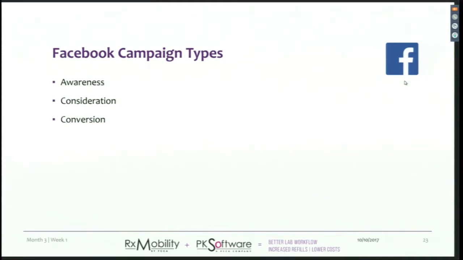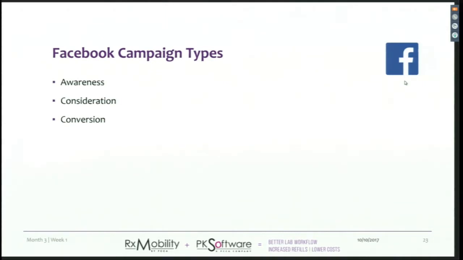Awareness is about reach and brand awareness, and Facebook has different types of campaigns for these 3 campaign types. Awareness is something you would do at the early part of your campaigns. Consideration is about getting traffic from Facebook to your web page, or getting engagement on Facebook, things like post likes, comments, app installs, video views. That would be engagement.